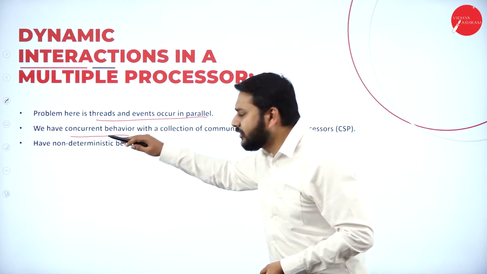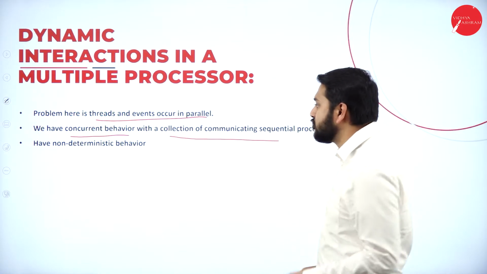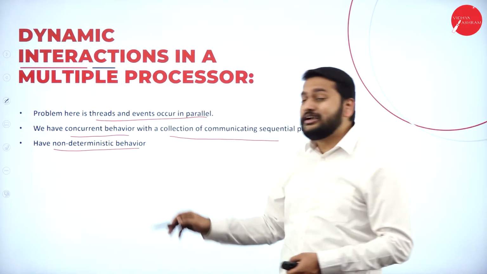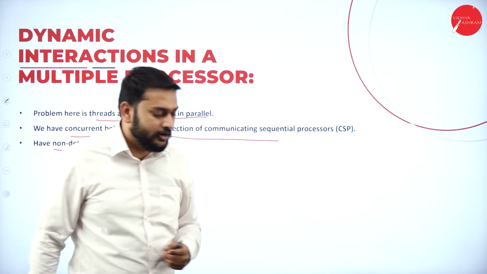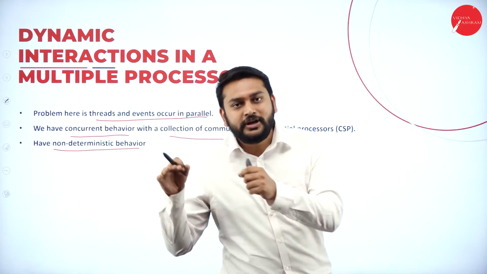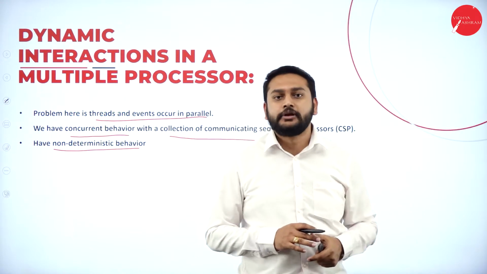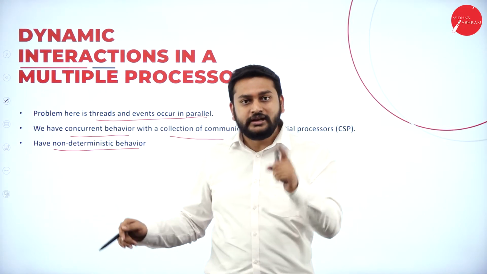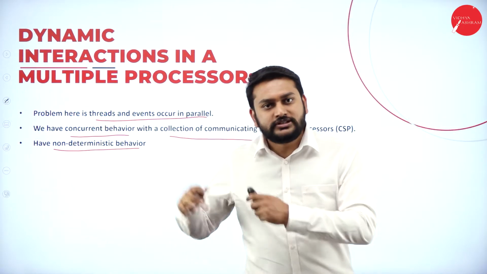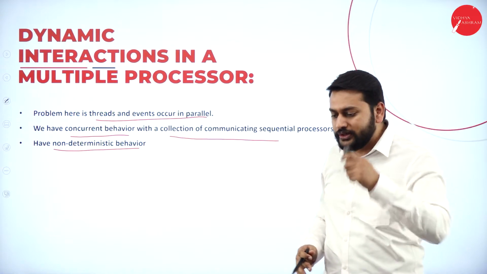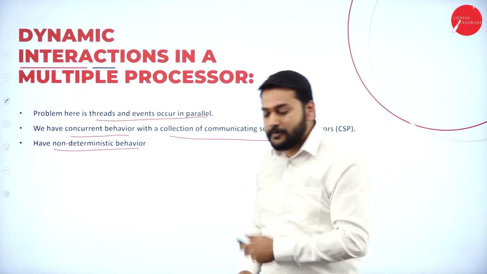So concurrent behavior means a collection of communicating sequential processes, and I also have non-deterministic behavior. What exactly is this non-deterministic behavior? When it comes to non-deterministic behavior, I will not be able to predict what exactly is going to happen. I will speak about this in detail in my next session, so please make a note of this. These are the things I have to keep in mind with respect to dynamic interaction in a multiple processor.